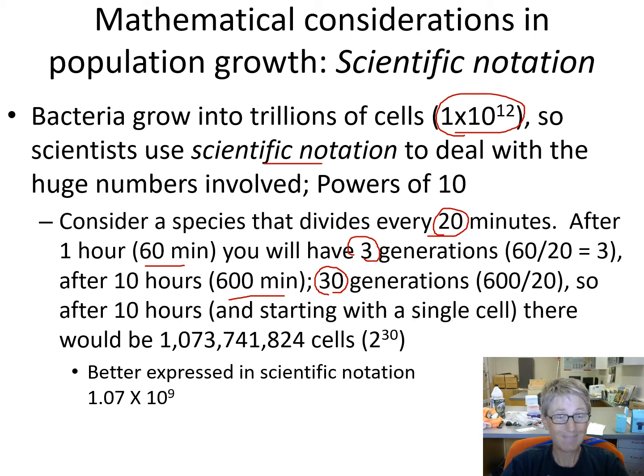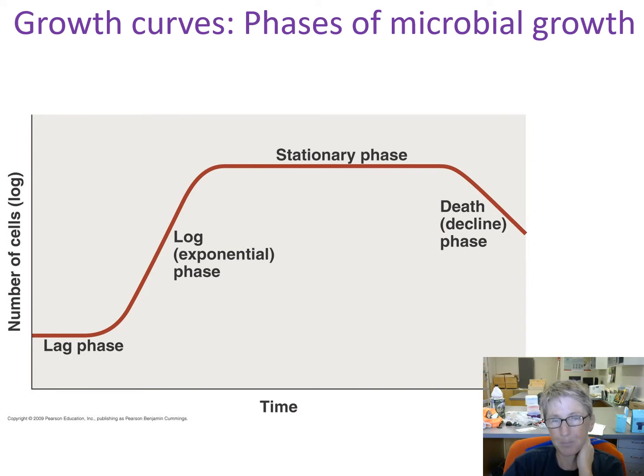So after 10 hours, starting with only a single cell, you could have 2 to the 30th. Well, this is the form you use, 2 to the 30th. So you'd have 1 billion cells. It's better to express it as 1.07 times 10 to the 9th, or 1.07 billion cells in 10 hours.